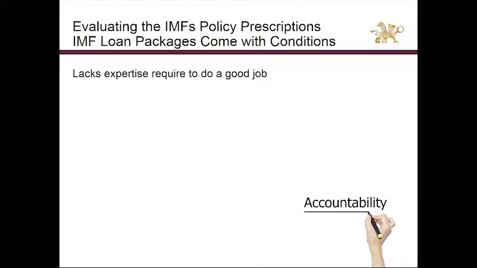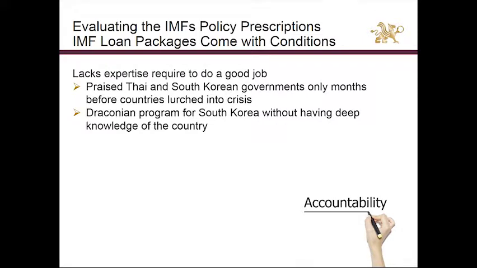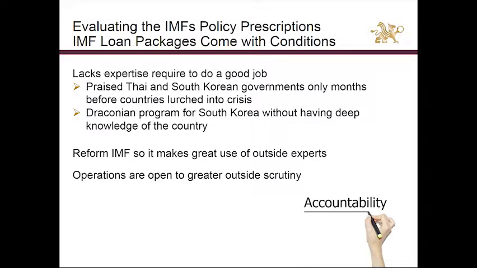Evidence of this, according to Sachs, can be found in the fact that the IMF was singing the praises of the Thai and South Korean governments only months before both countries lurched into crisis. Then, the IMF put together a draconian program for South Korea without having deep knowledge of the country. Sachs' solution to this problem is to reform the IMF so it makes greater use of outside experts and so its operations are open to greater outside scrutiny.